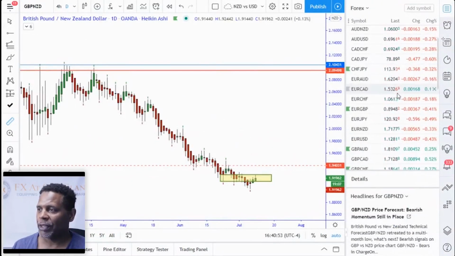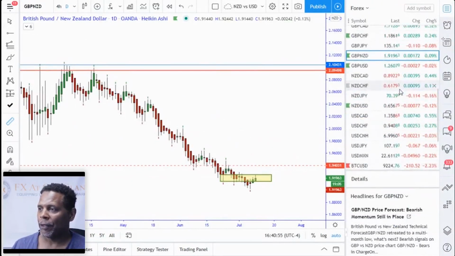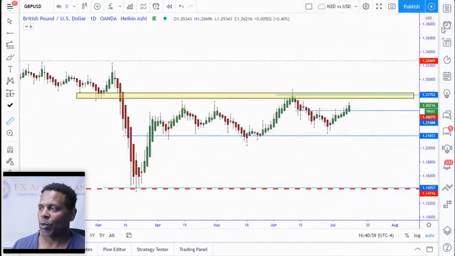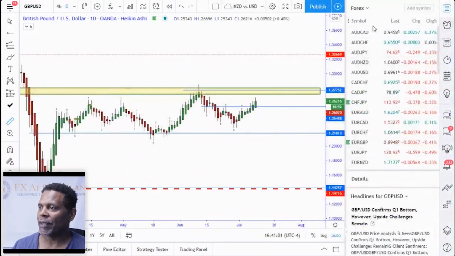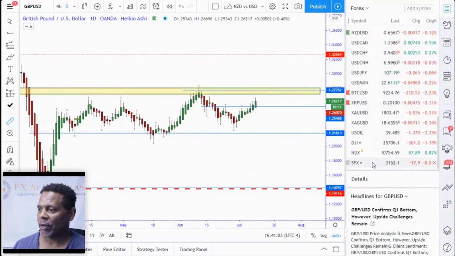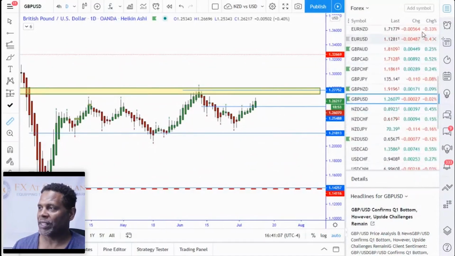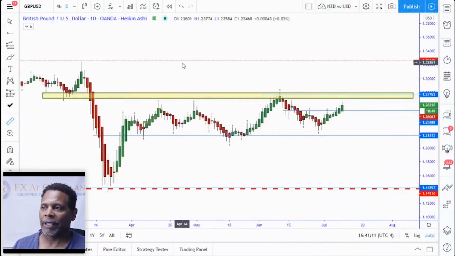What's that? Pound New Zealand dollar there. And this is what we do every Sunday, but we do it longer than this. Because on Sunday, we go through all of these, every single one on this list right here. But today we wanted to go over what we see happening right now, which is pound USD daily time frame.